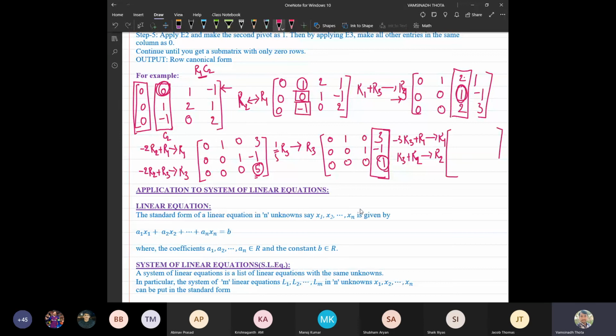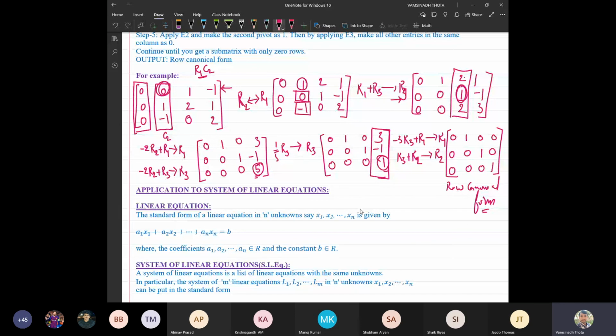What is the final matrix you will get here after all this? 0, 1, 0. This becomes 0 now. 0, 0, 1, and this becomes 0 now. And 0, 0, 0, and it is already 1. Now you can check whether it is in the row canonical form or not. Now it is in the row canonical form, and hence you can stop. The procedure ends here.